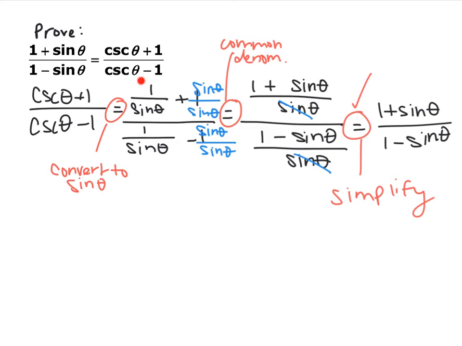Again, we picked cosecants to be the more complex side because there's a more obvious place to start. Changed our cosecants into 1 over sine of thetas, did some algebra, and simplified.